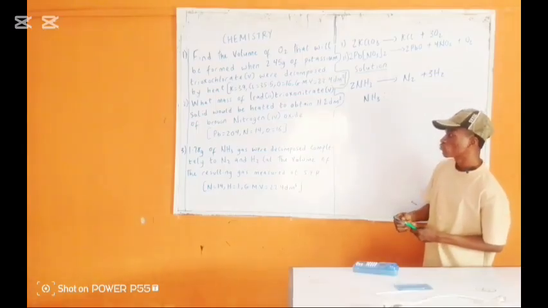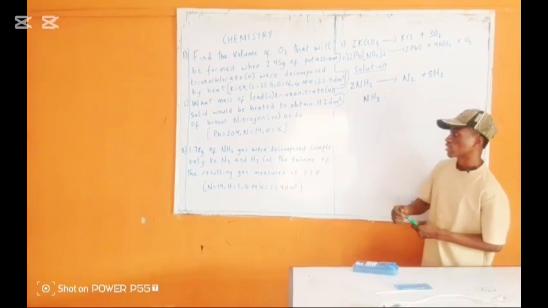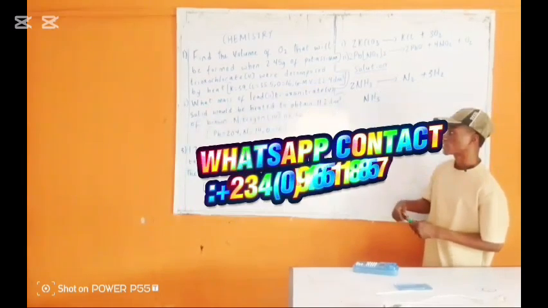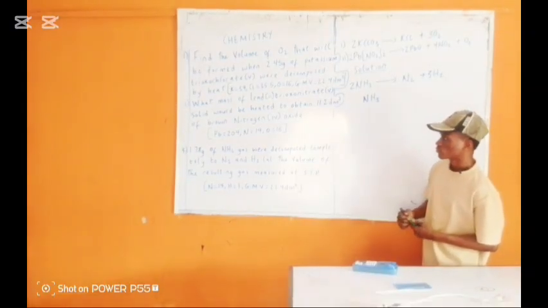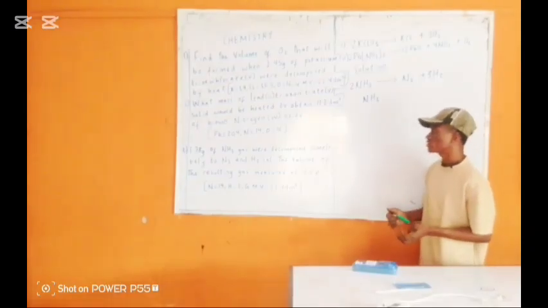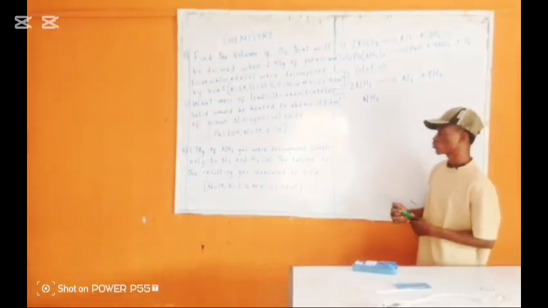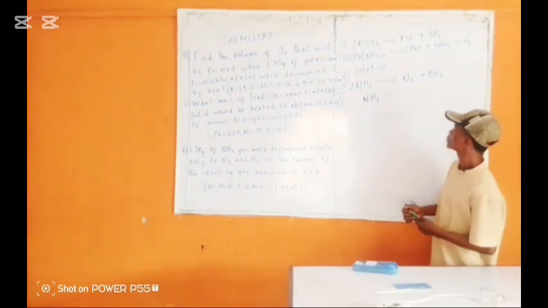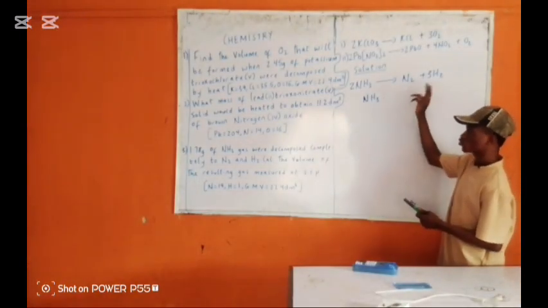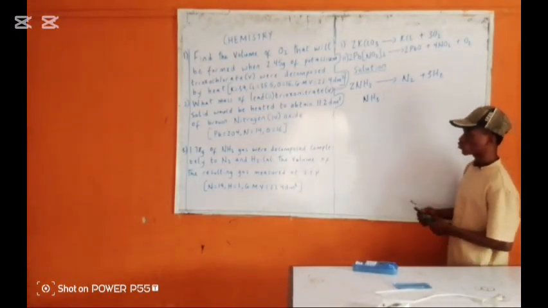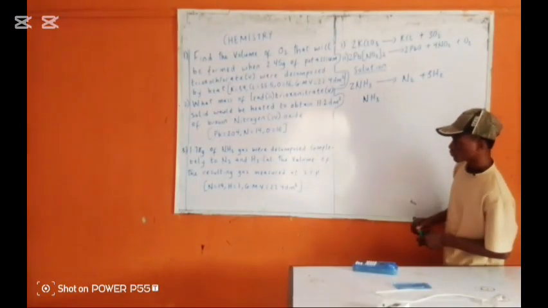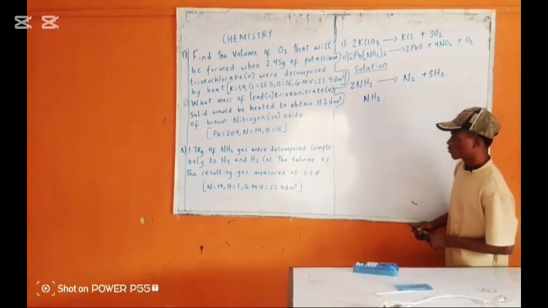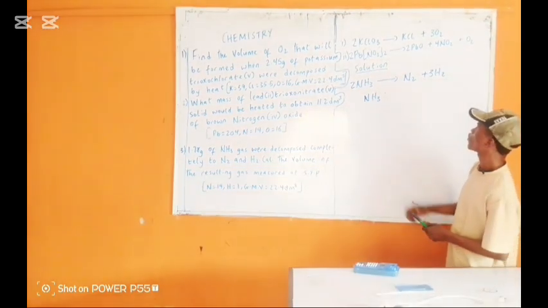Calculate the volume of the resulting gas measured at what? At STP. Here, we are not specifying the gas to calculate, but we know that these two are gaseous. These two are gaseous. So we have to calculate for both of them.